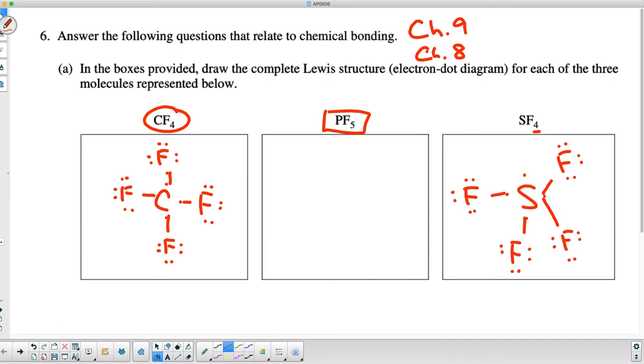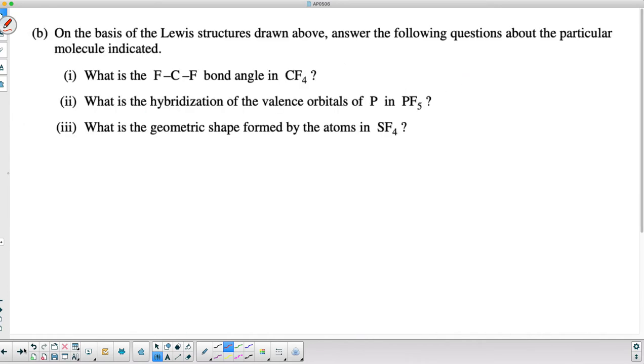even if we have electrons that are paired, we can still break those up and still bond them to things. And you're going to have to do that with PF5. Okay? So let's move on past that to here.